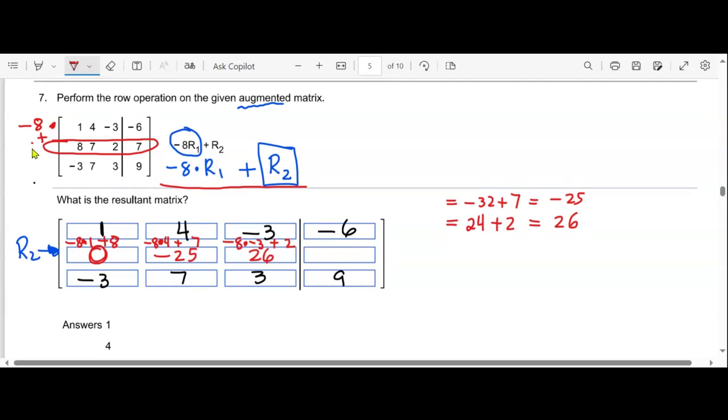26. Last part, -8 times -6. -8 times -6 will give us 48, plus 7, 55. Is this clear? Yes. So that's your answer. He's asking for this answer. This is the answer.